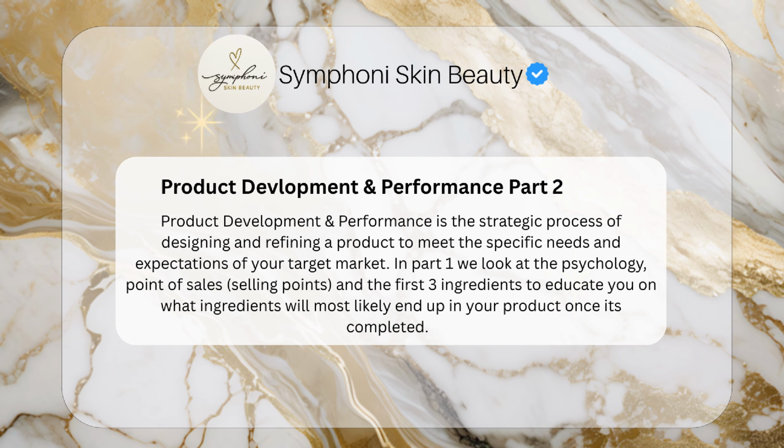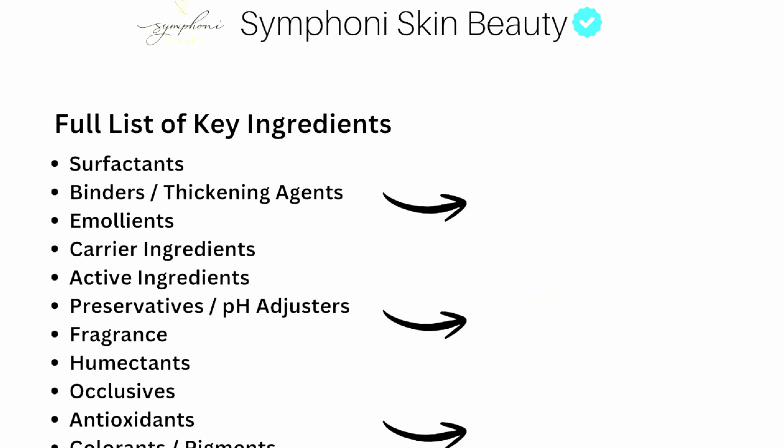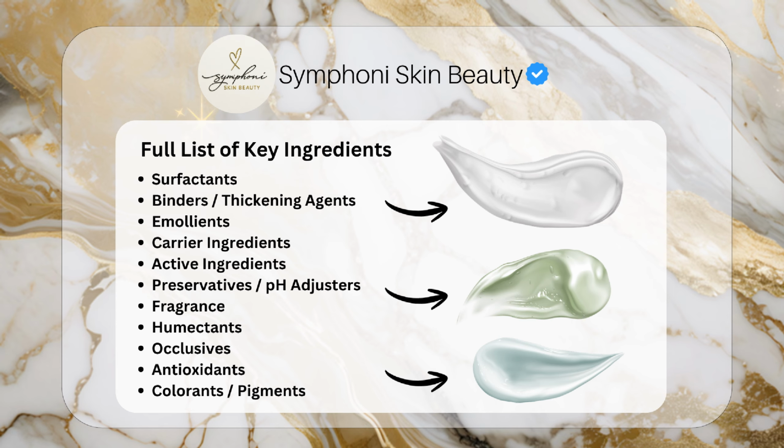We went over the psychology, we went over point of sales, and I listed the first 3 ingredients to help educate you on what ingredients you're most likely going to use in your product once it's complete, and pretty much how you want to be able to formulate your product. Also in part 1, I talked about surfactants, binders, emollients, carrier ingredients, active ingredients. I went over what those mean and what they are when it comes to ingredients and how you want to formulate that.